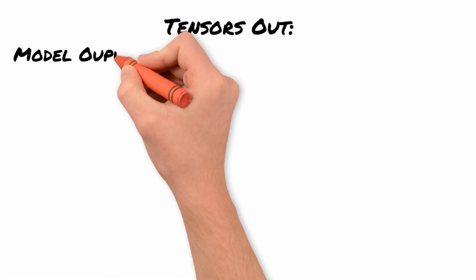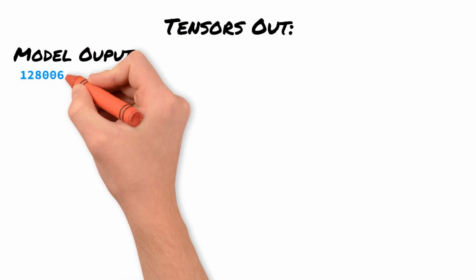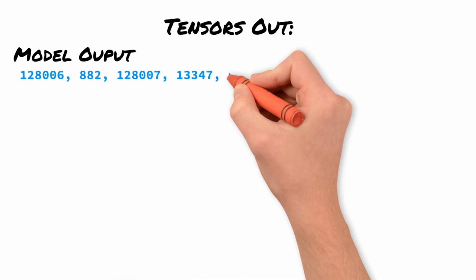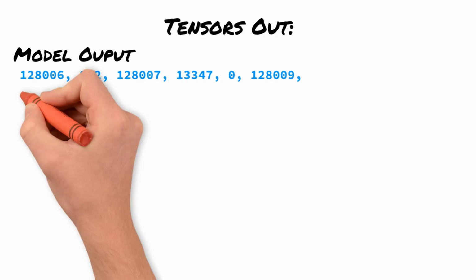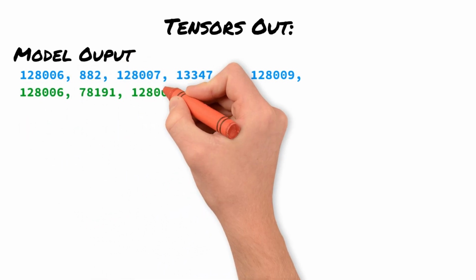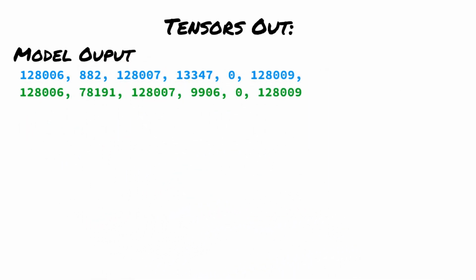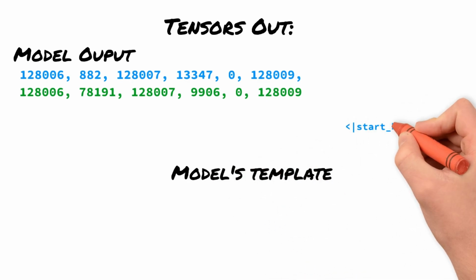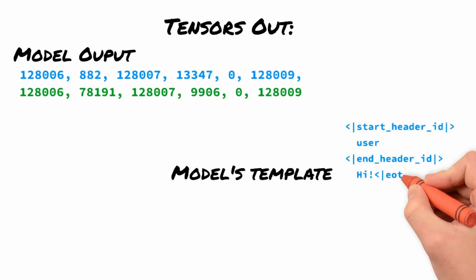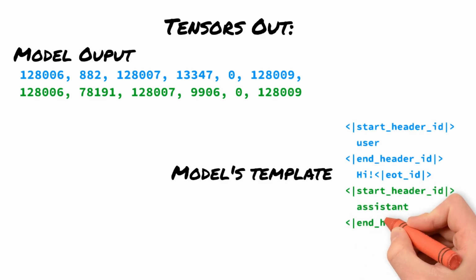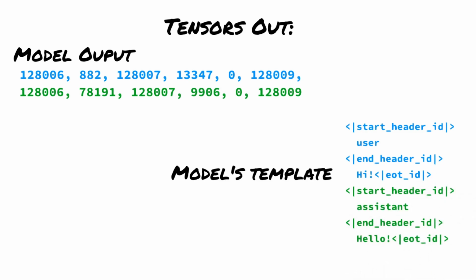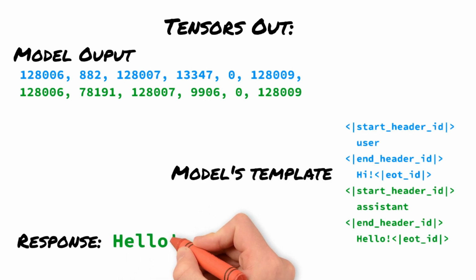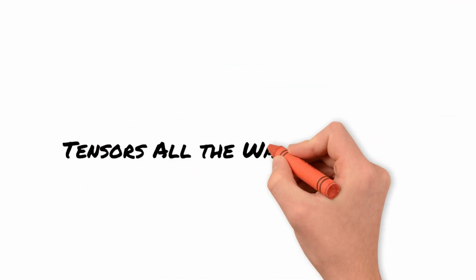After the model has done its calculation, we're going to get a tensor output. It's going to be our original input plus the output from the model. We can then take this output and convert it to the model's template. That might look something like this. And then we can see the response was, hello. It's tensors all the way down.